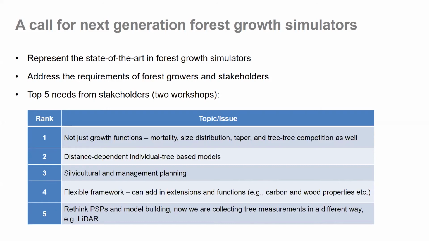First, they ask for not just growth functions. It means that in the model, the growth of the trees should also include mortality, size distribution, taper, and tree competition as well. This represents a mechanistic model rather than a statistical model. Also, in the simulator, people require distance-dependent individual tree-based models. That means the trees must have their locations and should be spatially explicit.